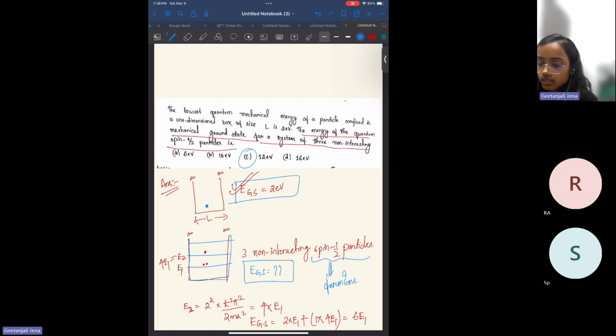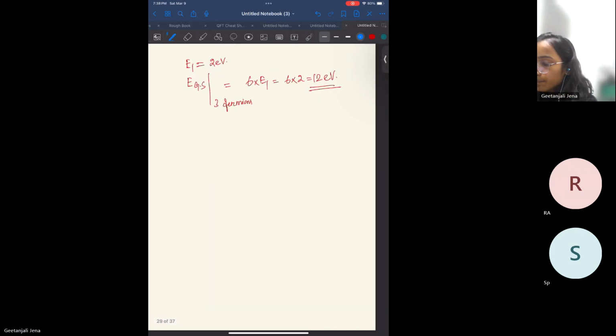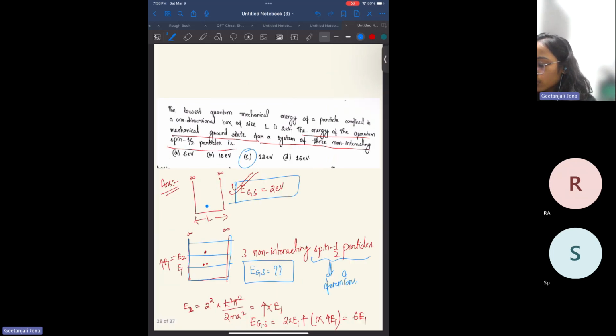In this way, you can solve problems based on more than one particle, to find out the energy of the system. So instead of 3 fermions, if you have 4 fermions, you have to just put the next fermion in the E2 state, and instead of 1 into 4 E1, you will have 2 into 4 E1.